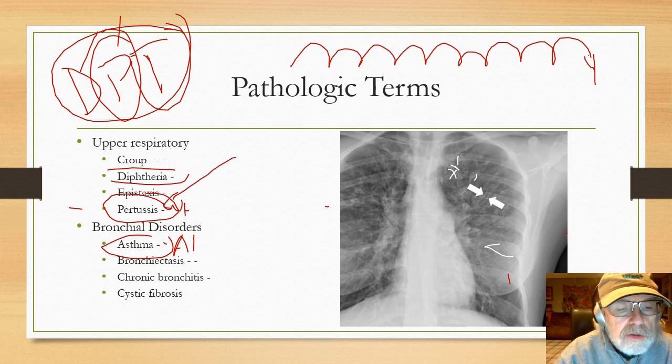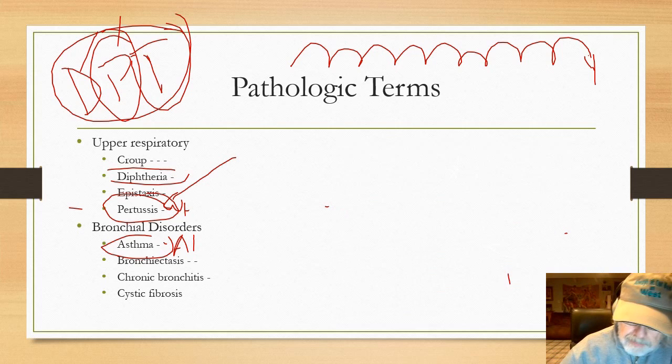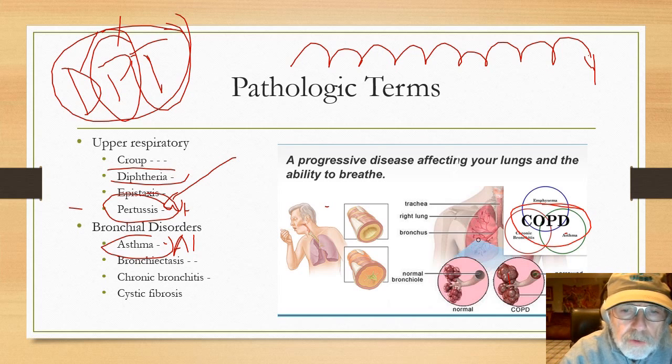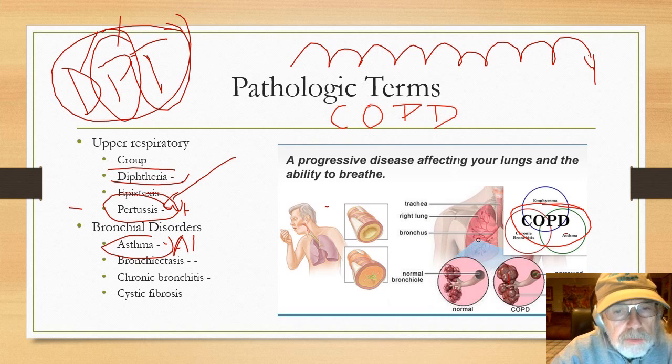So this is called bronchiectasis. The next term we have is chronic bronchitis. Okay, and chronic bronchitis is part of that overall thing that we call COPD. COPD stands for chronic obstructive pulmonary disease. And again, by chronic, what I mean is it's something that's been occurring over a long period of time. The most common cause of chronic bronchitis is smoking.